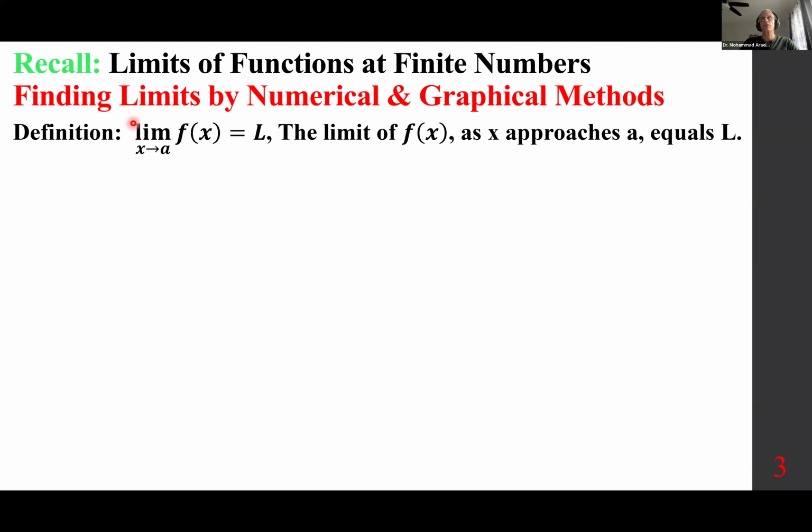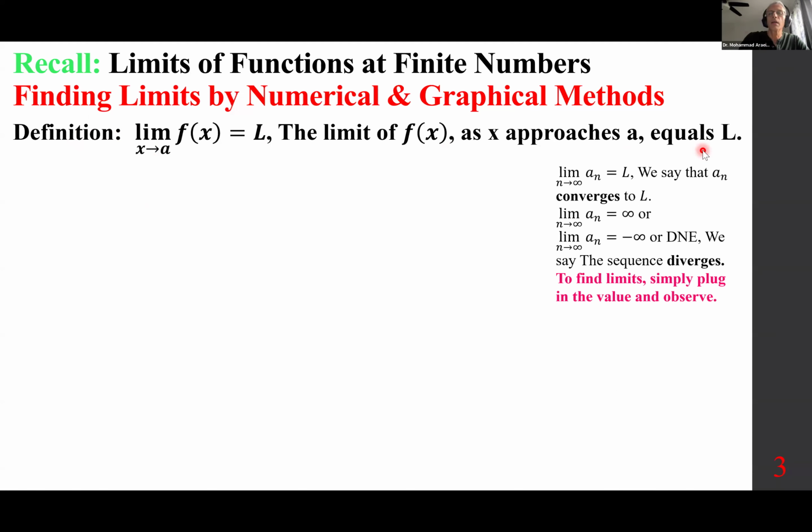Finding limits by numerical and graphical methods, limits of functions at finite numbers. The definition is, the way we read this, the limit of f of x as x approaches a equals L. The limit of a sub n as n approaches infinity equals L. We say that the a sub n converges to L. If the limit of a sub n as n approaches infinity is infinity, or negative infinity, or does not exist, we say the sequence diverges. And to find limits, basically plug in and observe.